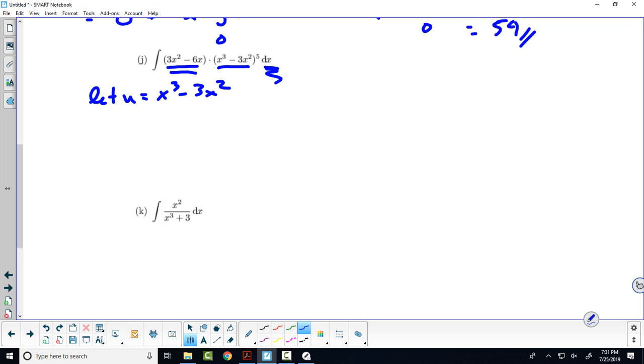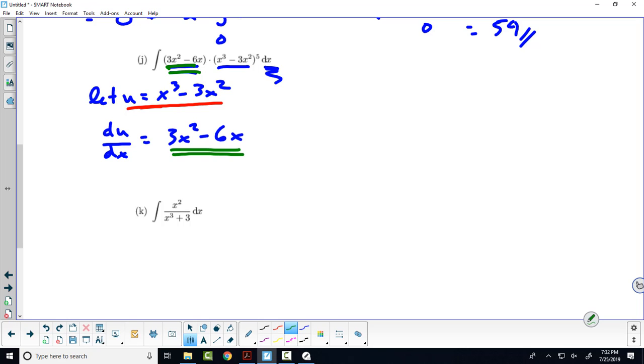So what I'm now going to do is take du dx. I'm going to take the derivative of this expression that I just wrote. One way to look at it is I defined a new function u as an expression of x, and now I'm going to take the derivative of it. So what is du dx? 3x squared minus 6x, and it's the fact that this perfectly matches this that makes this a perfect substitution.